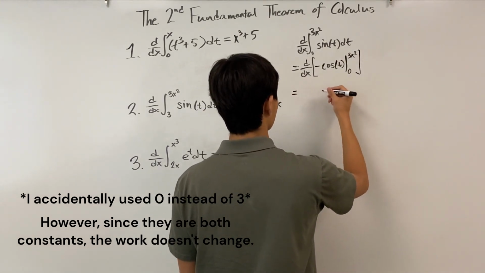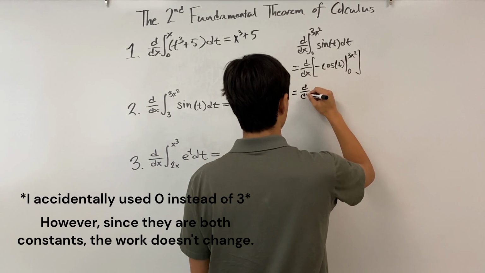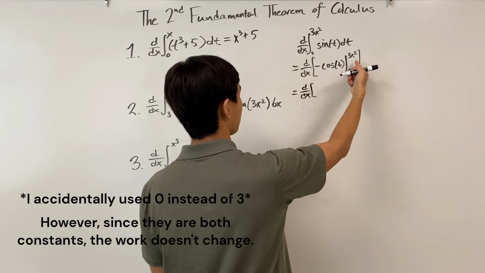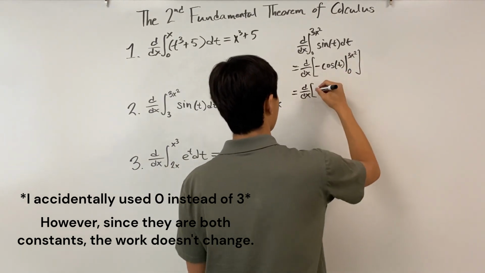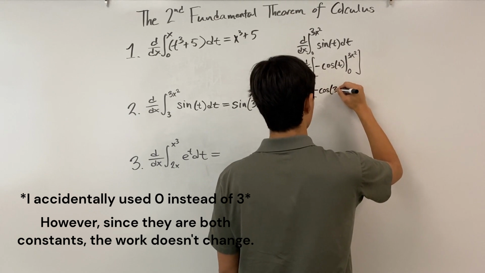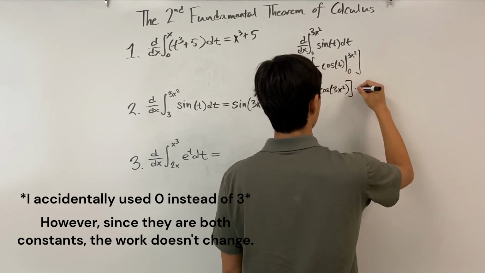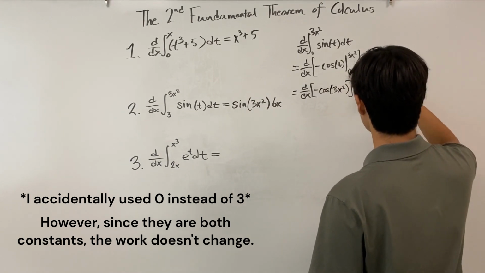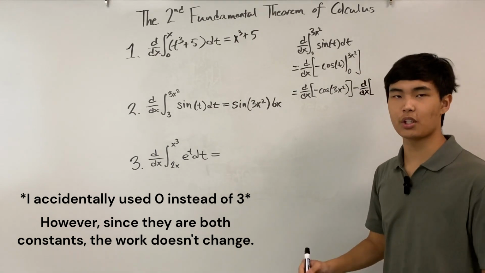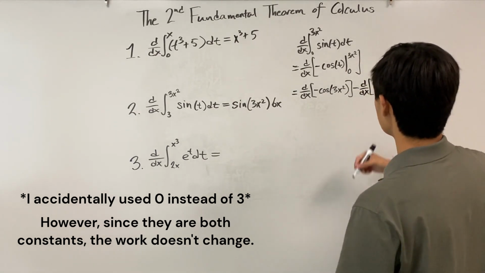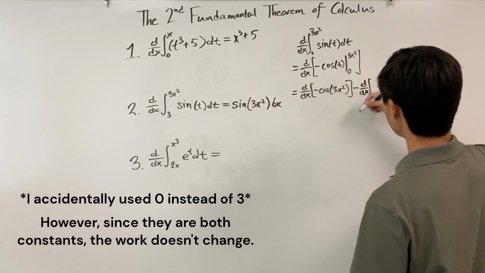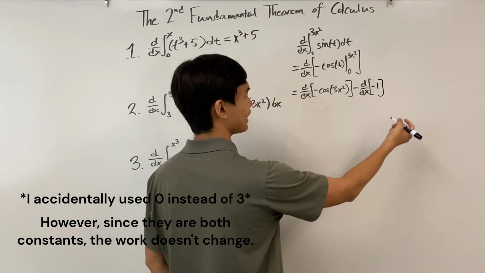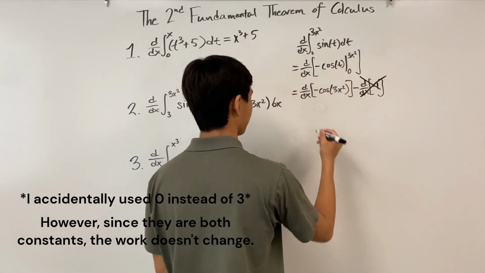And when we do this, we get the derivative of, here I'm going to split it one term at a time. If we plug in 3x squared, we get negative cosine of 3x squared. And then minus the derivative of, if we plug in 0, we know cosine of 0 is 1, so this becomes negative 1. We have minus the derivative of negative 1. But as we know, the derivative of a constant is 0, so this really doesn't matter anyway.